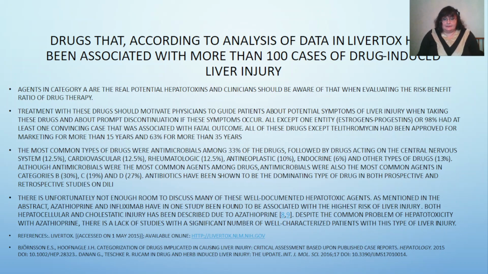There is unfortunately not enough room to discuss many of these well-documented hepatotoxic agents. As mentioned in the abstract, azathioprine and, for example, infliximab have in one study been found to be associated with a higher risk of liver injury, and you see this reference. Both hepatocellular and cholestatic injury have been described due to azathioprine. Despite the common problem of hepatotoxicity with azathioprine, there is a lack of studies with a significant number of well-characterized patients with this type of liver injury.